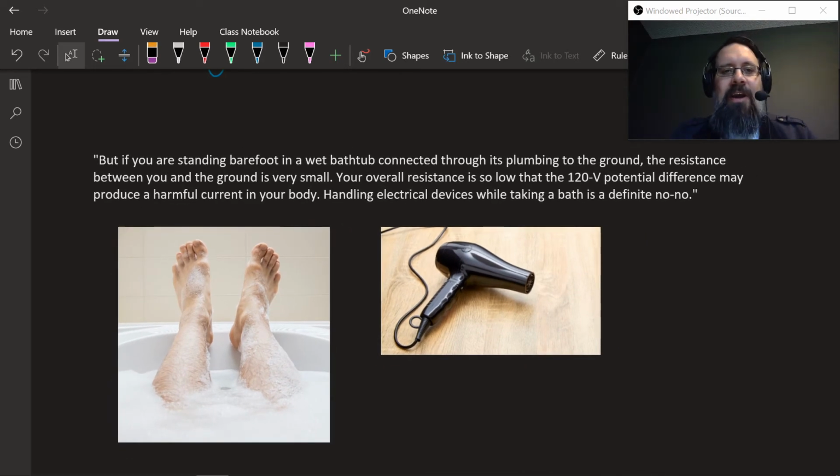I grabbed this out of the textbook, and I'm just going to summarize what it says. If your hands are dry, you're not going to get electrocuted. It's very unlikely that that'll happen. You need an extremely high voltage, and there really aren't any voltage sources in everyday life that are that high.